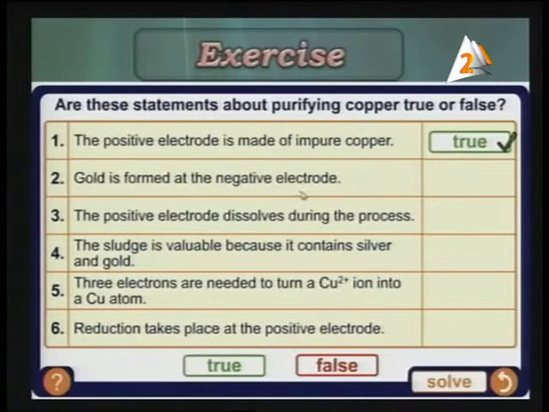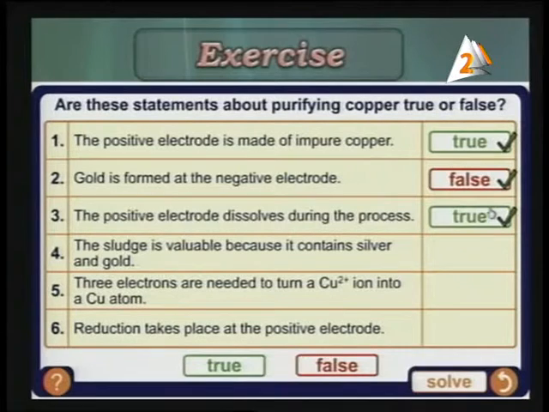Gold is formed as a negative electrode. We have no gold. It is from impurities. So it is false, right? After that, number 3, the positive electrode dissolved during this process. Positive electrode dissolves during this process. It's what? It's true. Why?